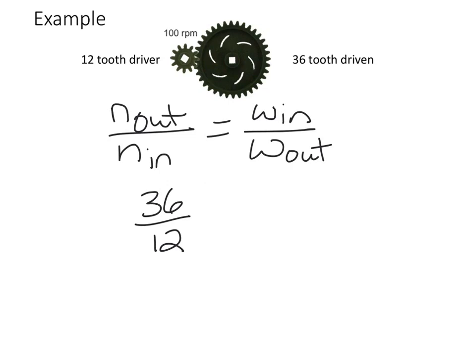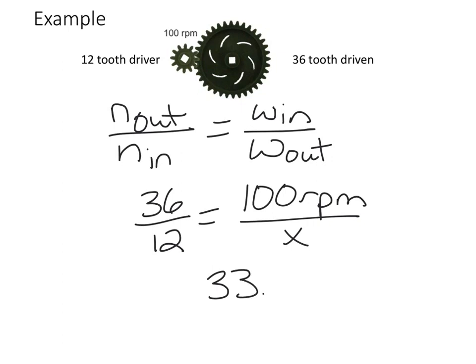Just looking at that, I can tell that I have a gear ratio of 3. I set it equal to my angular velocity in is 100 RPM, and I'm trying to find my angular velocity out. All right, so 100 times 12 divided by 36 gives me 33.3 RPM.